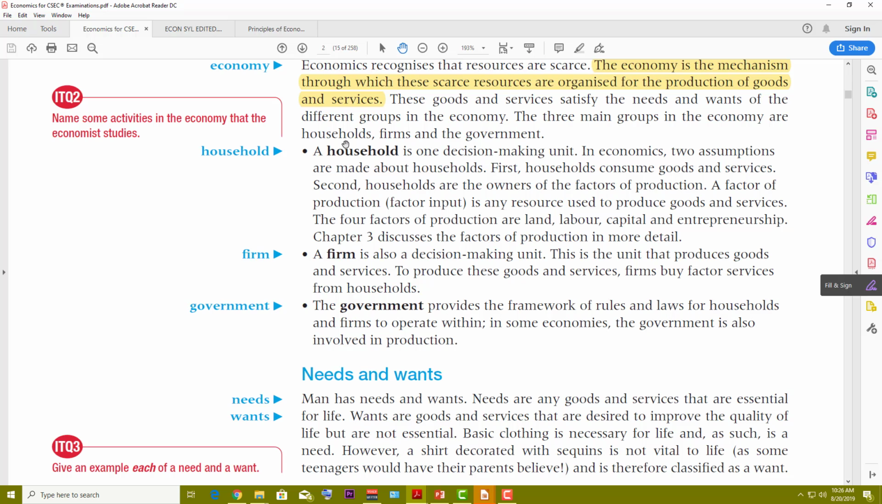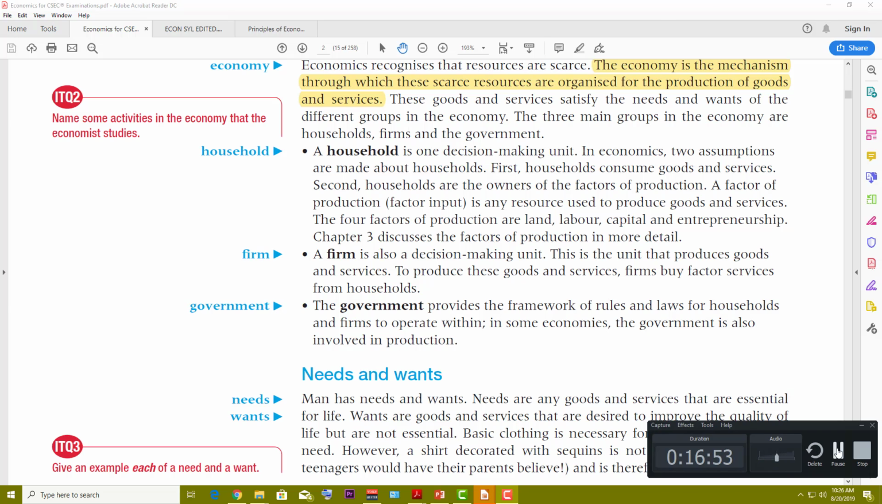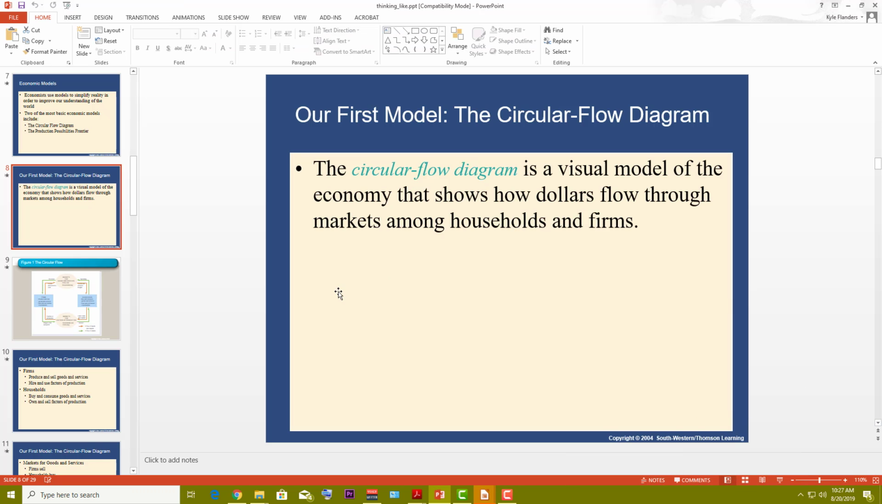Okay, so these are the three main agents in the economy: the household, the firms, and the government. And we can see how they interact. There's a diagram in the book called the circular flow that we're going to look at. I'm going to show you how the economy rotates. Alright, so we have the circular flow diagram.